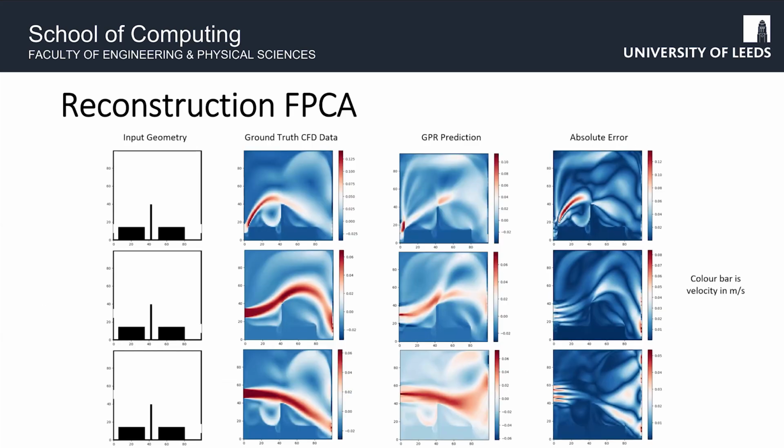And as you try and reconstruct the FPCA, it's again struggling here. It can capture where the inlet is, but that distinct curve isn't there. And it starts doing better as you go further and further away.